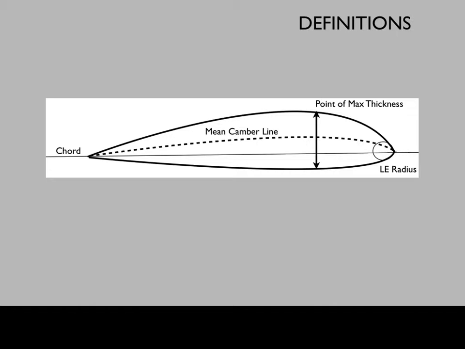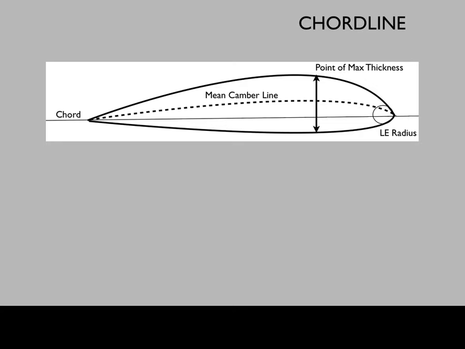The first definition of an aerofoil which we shall learn, of course the most important one, is the chord line and the chord. Chord line is a line which connects the leading edge to the trailing edge of an aerofoil. Chord is the distance between the leading edge and the trailing edge of an aerofoil measured along the chord line. It is the actual length.